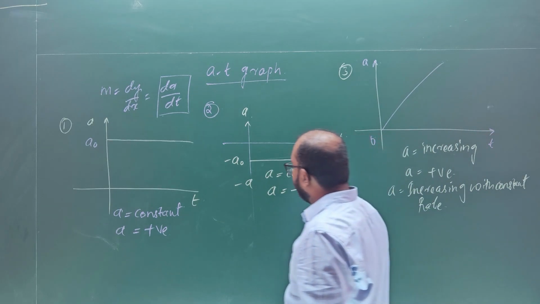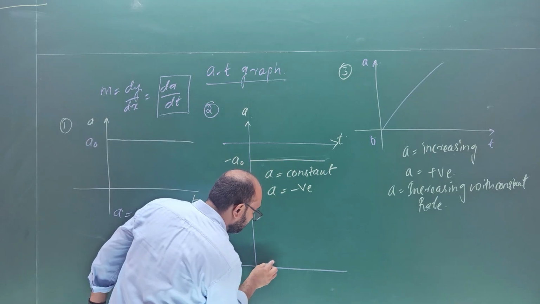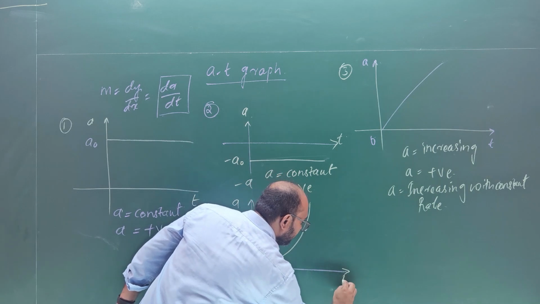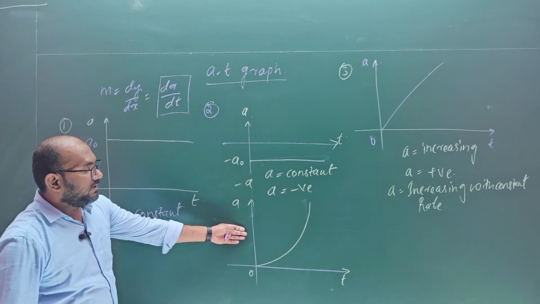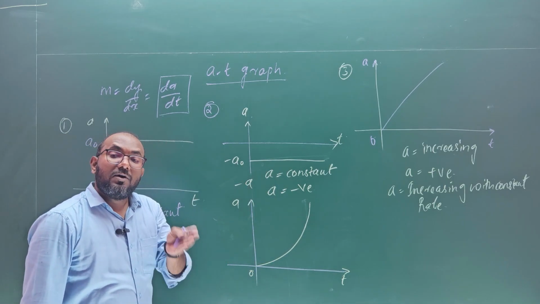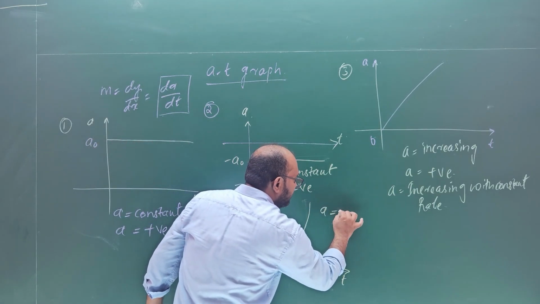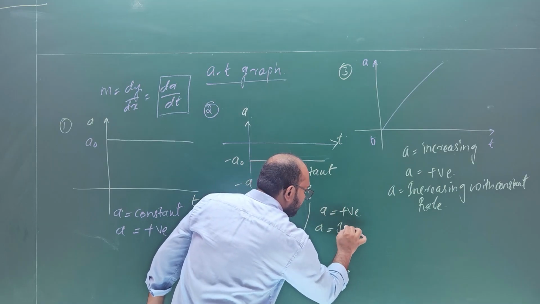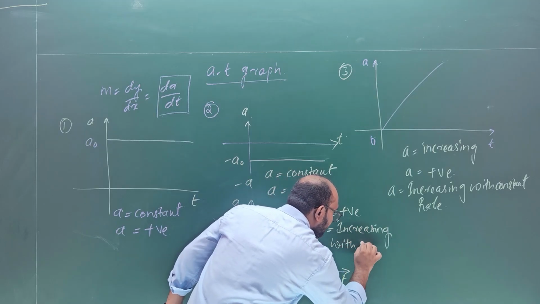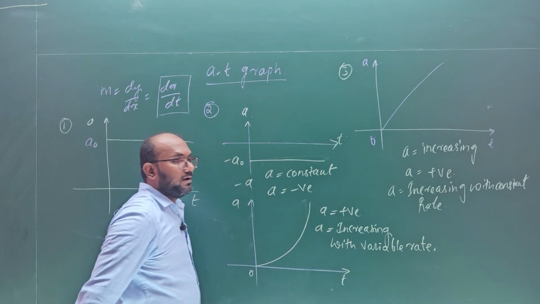Or can I also represent it like this? Here is your acceleration, here is your time, origin. This graphical representation is telling you that acceleration is increasing, but with a variable rate of change. So here, first, acceleration is positive, and acceleration is increasing with a variable rate. I got my point.